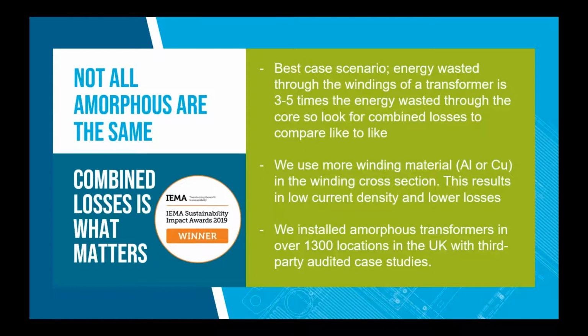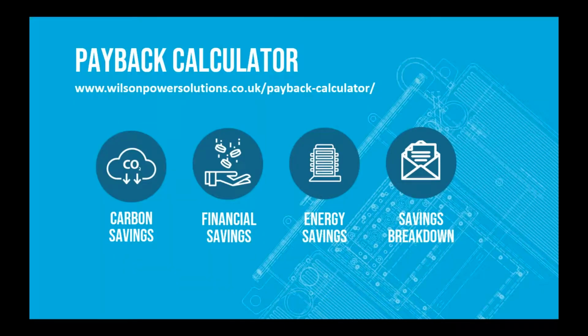We do have on our website a payback calculator. You can find it on the homepage, or if you go on the link there, it provides you with carbon, financial, and energy savings for the Wilson E3 transformers. So if you want to look at additional savings beyond the regulation that we have, this is where you can start looking. You can also receive a detailed breakdown of the savings by email. This is the first payback calculator of its kind in the UK, so we're happy that you have access to it, and we're happy to help you with more savings if you need.